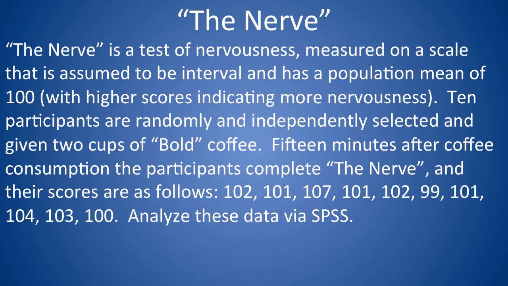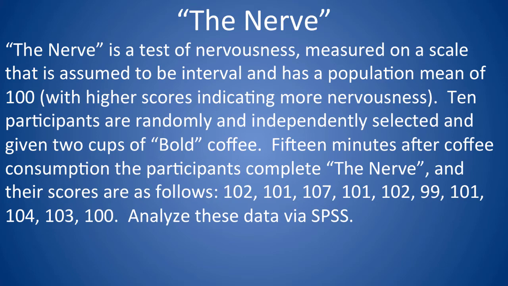So what we have here is a population with a mean of 100 with no known population standard deviation, a sample of 10, and the question presumably is whether coffee changes nervousness. We can ask that non-directionally by saying coffee could potentially increase or decrease nervousness, or we could ask it directionally. But in this case, let's just do a non-directional test with an alpha of 0.05.